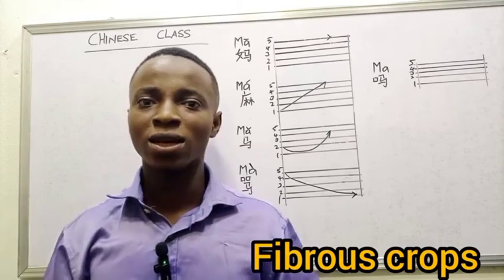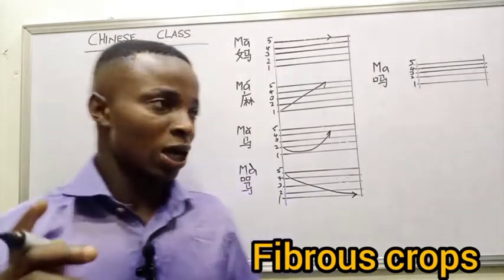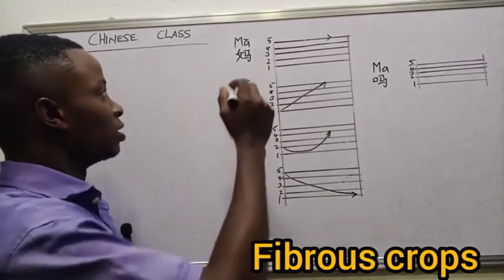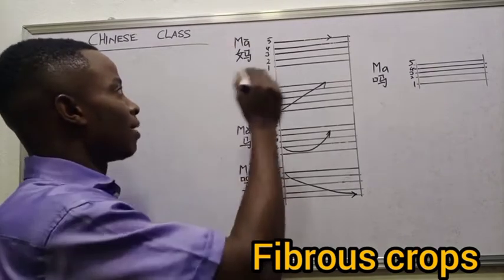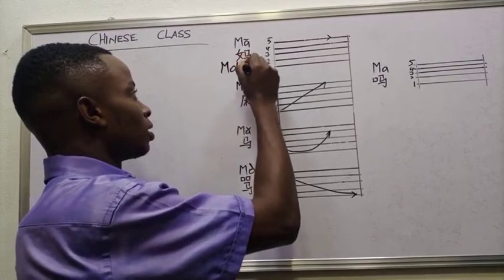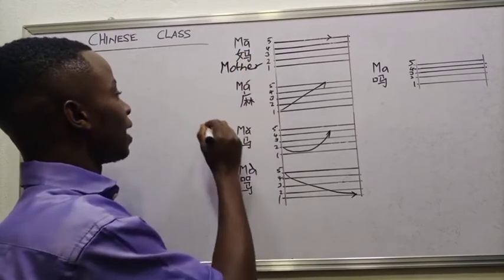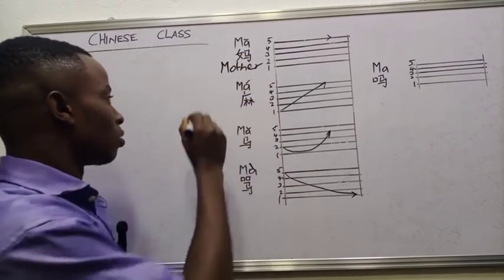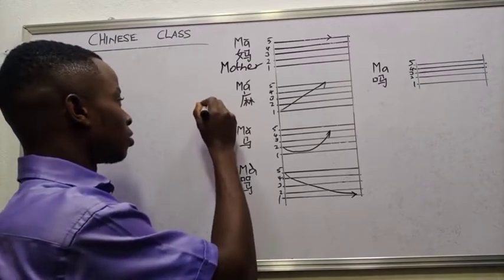Ma here means a fibrous cross. I will help you by writing them down. So if you want to jot down, you jot down. Remember the first one we said is mother. Then this means a fibrous cross.